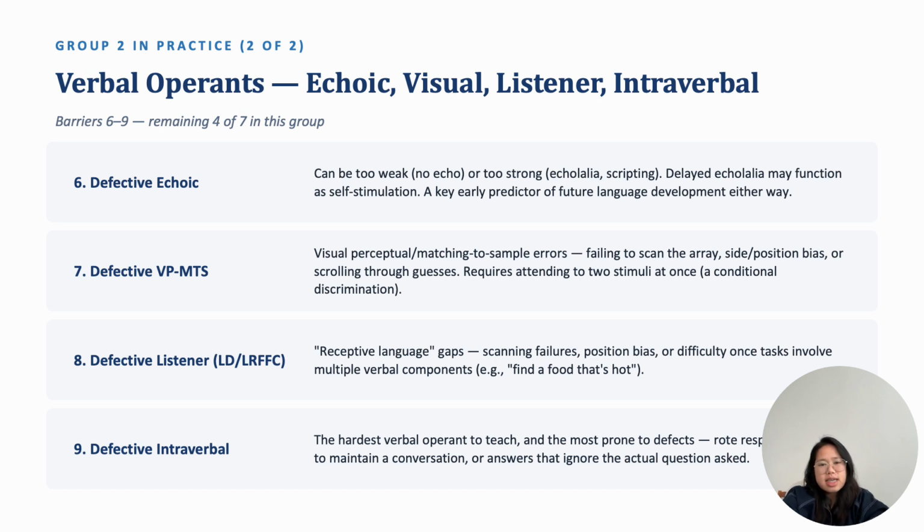And lastly, defective intraverbal. So defective intraverbal is the hardest verbal operant to teach and the most prone to becoming defective, like showing up as rote responding, failure to maintain a back and forth conversation, or answering with technical words but ignoring the actual question that was asked.